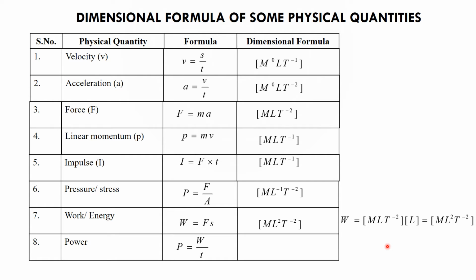Power. Power is work upon time, or energy upon time. Work is ML^2 T^-2 upon T. This T goes upstairs and it becomes minus 3. So ML^2 T^-3. Let's move forward.